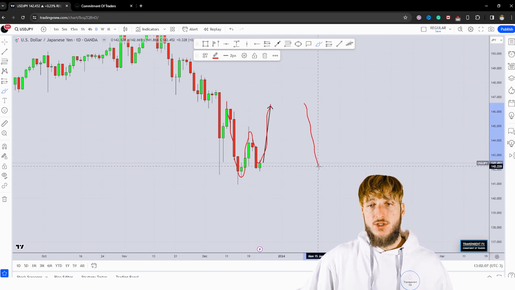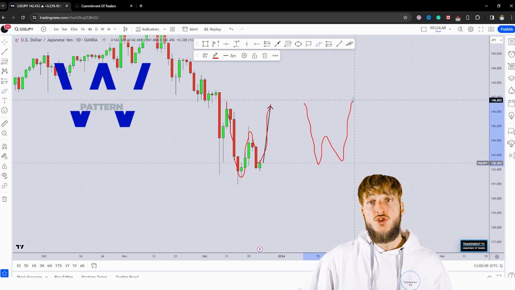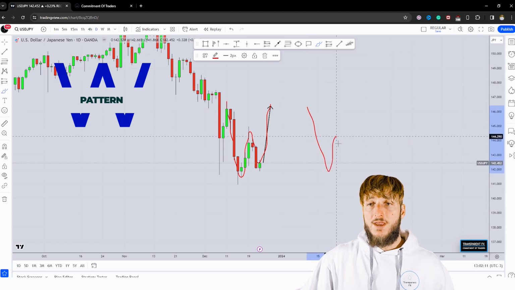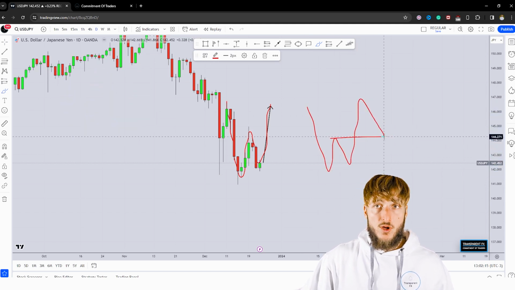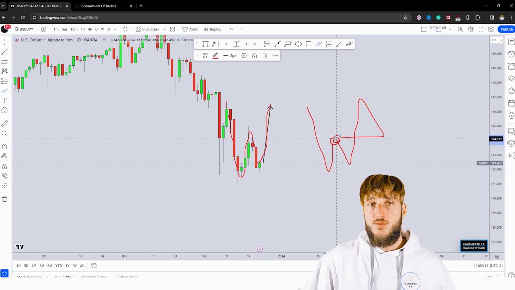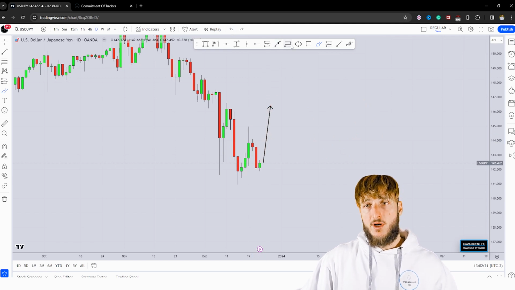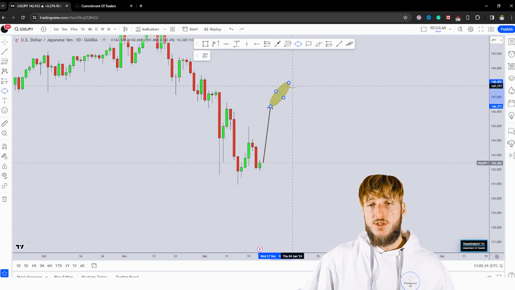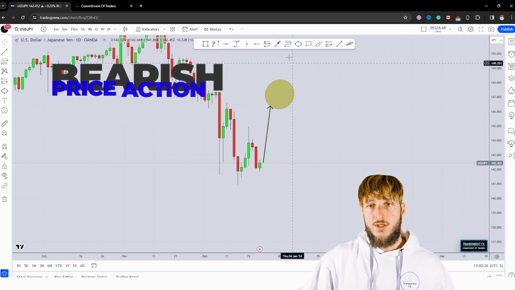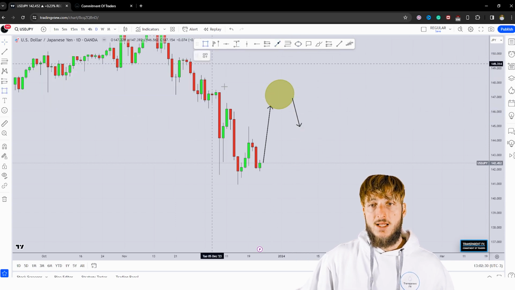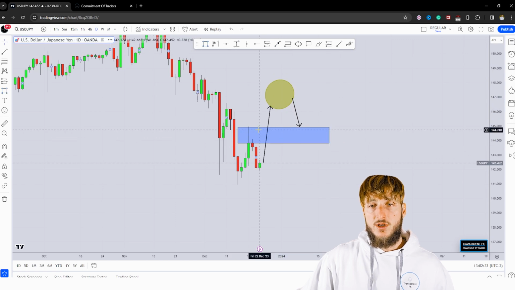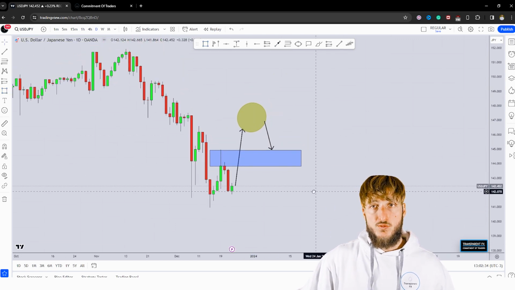And what we know is that in general, after the creation of a W formation, we have a high probability of getting a correction lower for the completion of the W formation at the neckline, so the previous resistance turns support here from a daily standpoint. So if the market will create this move higher, then we could expect a potential rejection to the downside for the market to complete this W formation at the neckline, which is essentially this level here. So this previous daily resistance turns support.